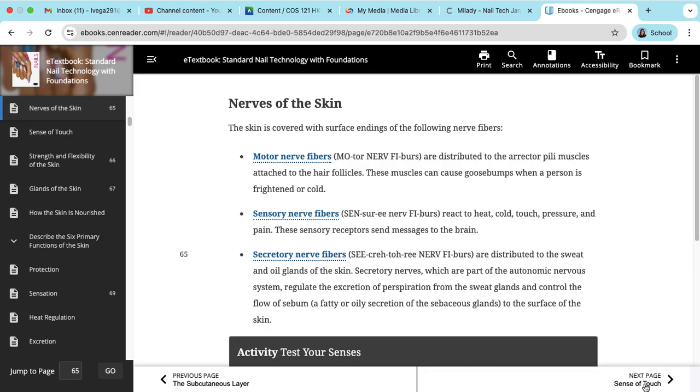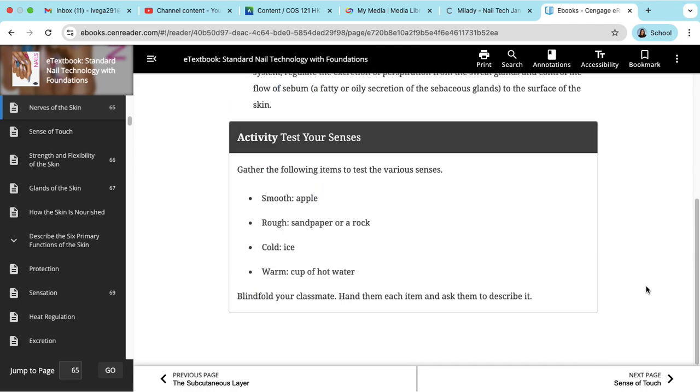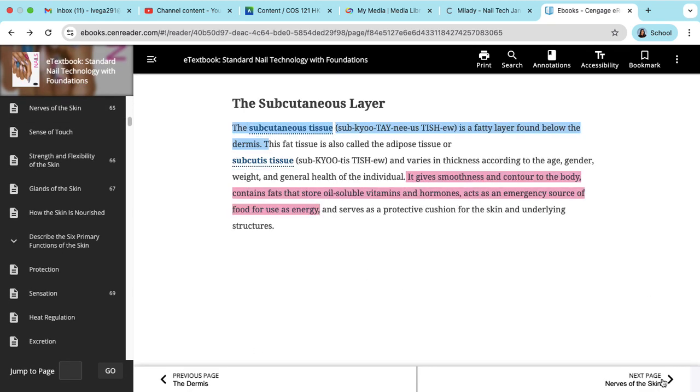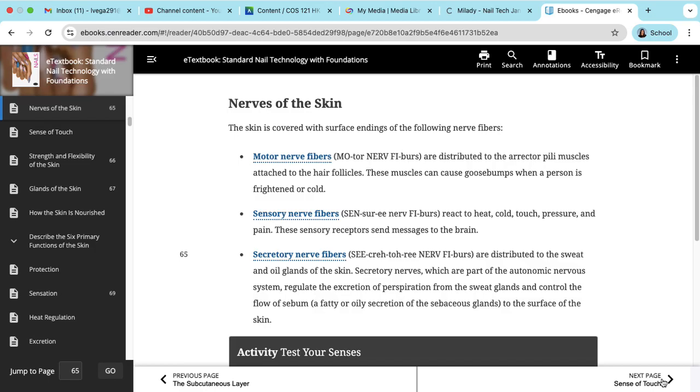Nerves of the skin. I'm sorry, I passed. Let's go back. We have the motor nerve fibers, the sensory nerve fibers, and the secretory nerve fibers. The motor nerve fibers are, for example, the arrector pili, the one that gives you the goosebumps. The sensory nerves react to heat, cold, touch, pressure, and pain. The secretory nerve fibers are distributed to the sweat and oil glands of the skin.